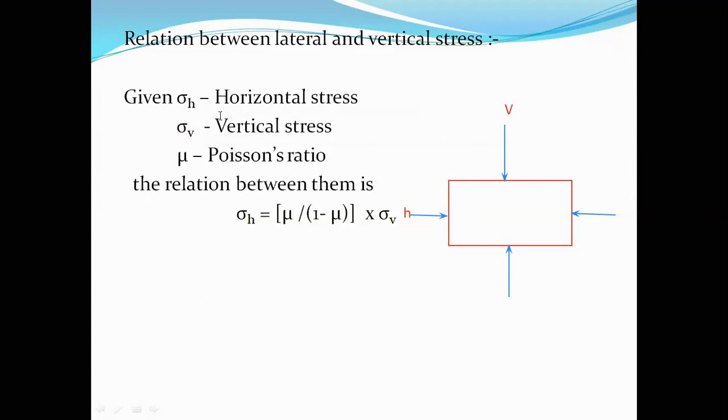Sigma h, which is nothing but the horizontal or lateral stress, is equal to mu by 1 minus mu into sigma v. So here, as we discussed earlier, sigma h is the horizontal stress, mu is Poisson's ratio, and sigma v is what?